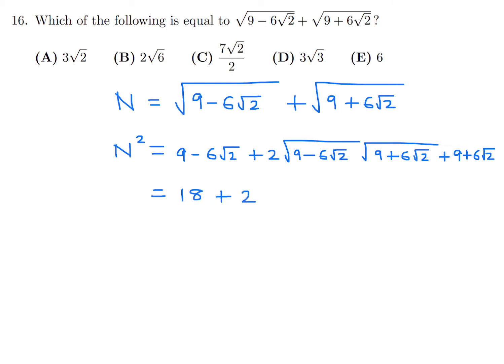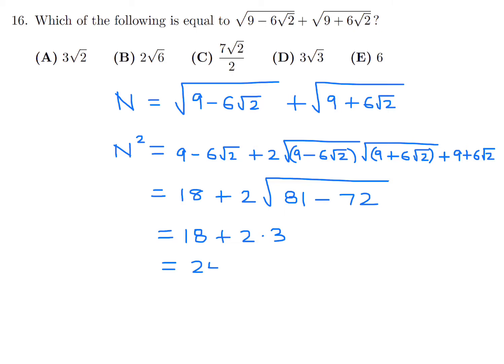And now what's inside the radical, that can be multiplied by each other. So 9 times 9 is 81. And then because it's minus plus, the two middle terms will cancel, and then you just get minus 6 times 6, 36 times 2, 72. Okay, so this is what we're down to. 18 plus 2, 81 minus 72, 9. So square root of 9, which is 3. So 2 times 3. So 18 plus 6, 24.